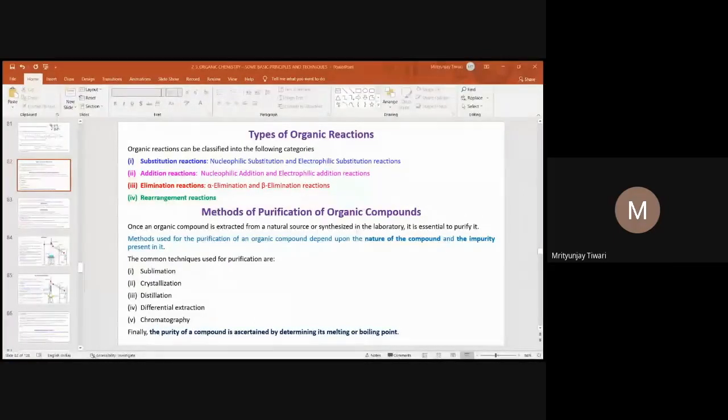Then there is partition chromatography. Partition chromatography is based on the continuous differential partitioning of compounds of a mixture between the stationary and mobile phases. An example of partition chromatography is paper chromatography, which is much similar to thin layer chromatography. In thin layer chromatography, we put the TLC plate into a jar with a solvent, and it moves to a particular distance.